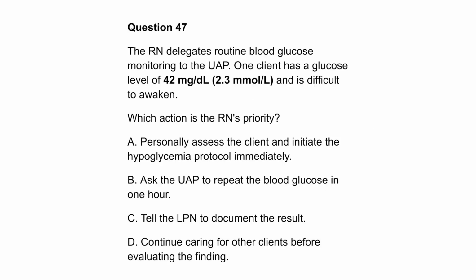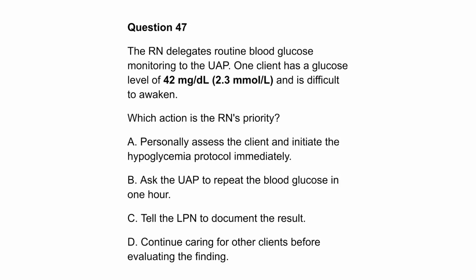Question 47. The RN delegates routine blood glucose monitoring to the UAP. One client has a glucose level of 42 milligrams per deciliter, 2.3 millimoles per liter, and is difficult to awaken. Which action is the RN's priority? A. Personally assess the client and initiate the hypoglycemia protocol immediately.